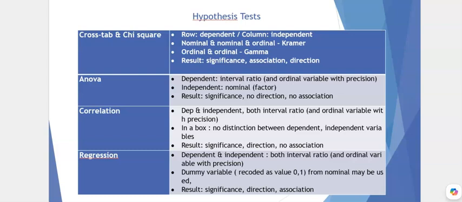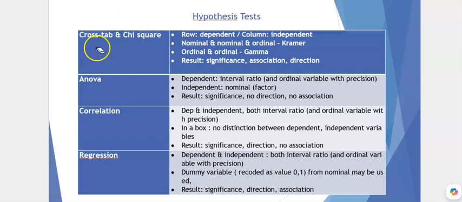So let's see this chart. Hypothesis test, that is about inferential statistics. You will put your null hypothesis and the alternative hypothesis when you want to proceed with your analysis. And then, based on the result of each analysis, you will decide whether to accept your alternative hypothesis or to accept your null hypothesis. So for that reason, we have to choose which inferential statistic is most appropriate.